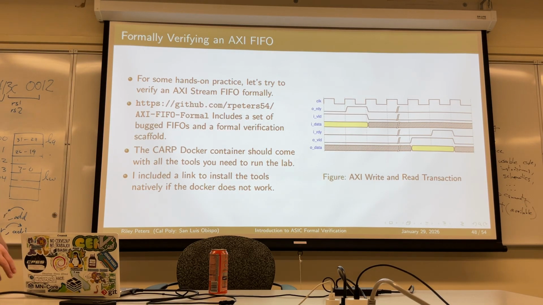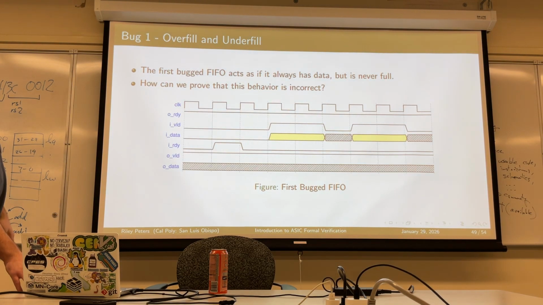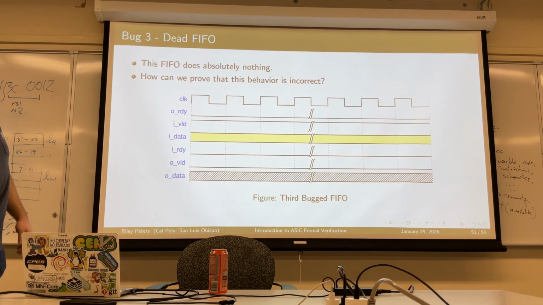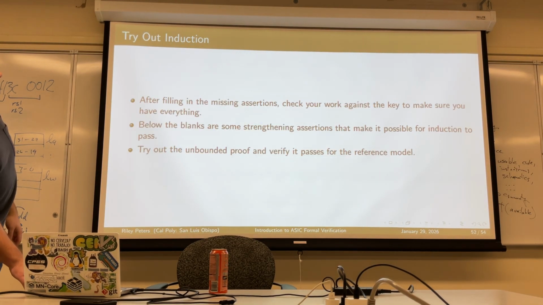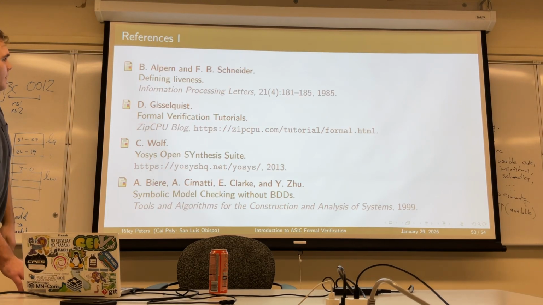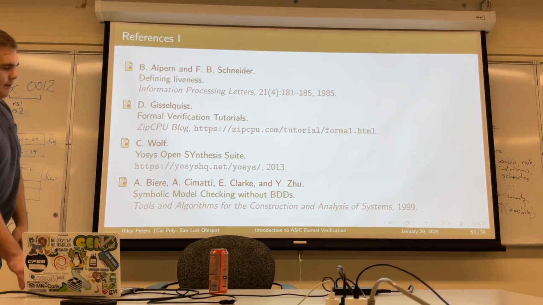If you already have that installed, you should have the tools to run it right now. The main three things you'll be looking at are showing why a FIFO that can overfill or underfill is broken, why one that corrupts data is broken, and why one that does absolutely nothing is broken. I added some extra checks so you don't have to go through the pain yourself. Make it strong enough so that your earlier check can do an unbounded proof, and then you can inductively prove that the FIFO will always work. There are references from there. That's it.